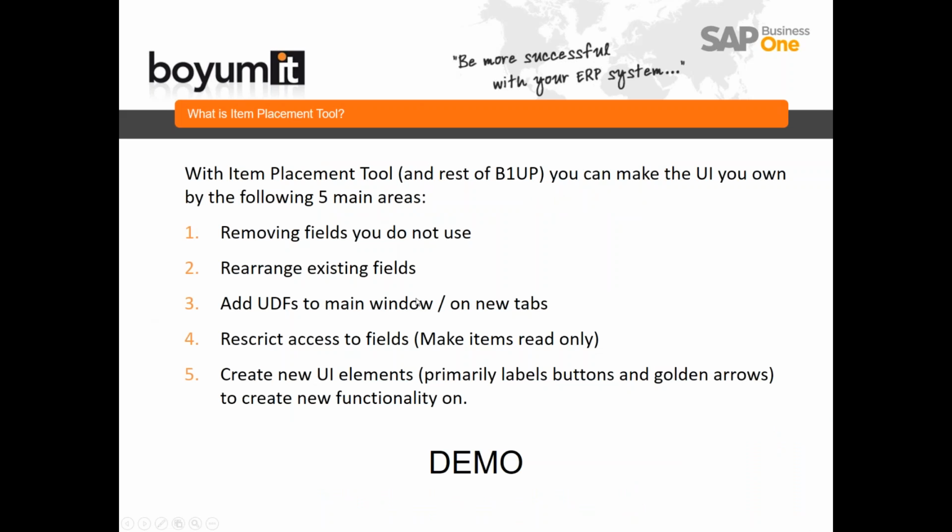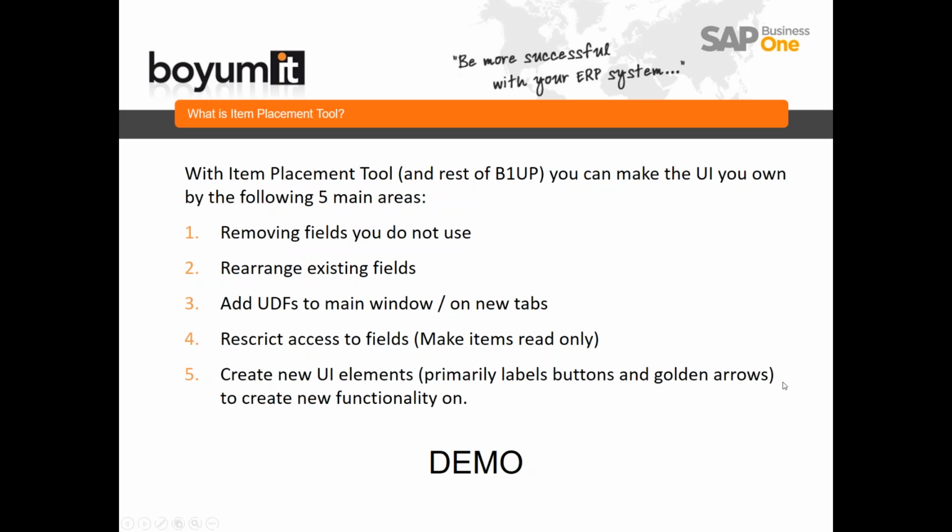Basically it can do 5 things with the item placement tool and the rest of the B1 UP. It can remove fields that you don't use. It can rearrange existing fields. It can take UDFs from the main window and put them onto tabs or from the UDF sidebar, so you can get rid of that. It can restrict access to fields, which we call make items read only. And it can create entire brand new UI elements, primarily labels and buttons and golden arrows that you want to make more functionality on.